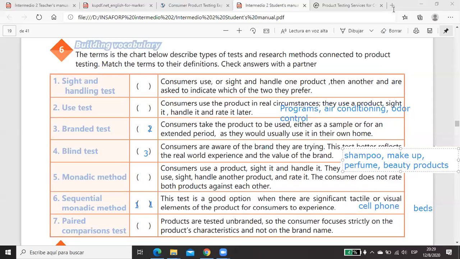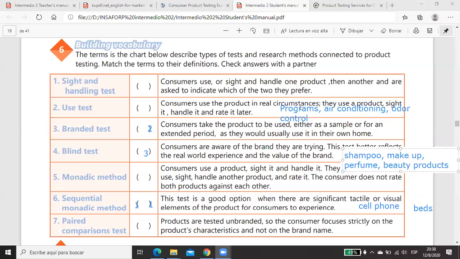Okay, no, yeah. The products are tested unbranded, so the customer focuses strictly on the product characteristics and not on the brand name. So, look, the customer looks at the product and they don't know the brand, so products are unbranded, and the consumer focuses on the product itself, so he is not misled. All right, customer is not misled. O sea, el cliente no se deja llevar por las apariencias o por la marca.